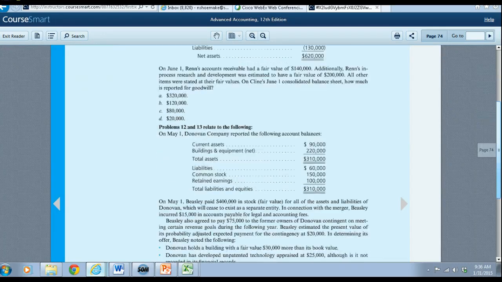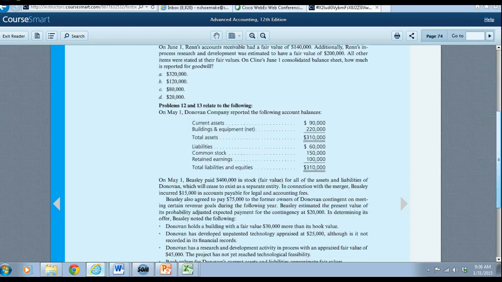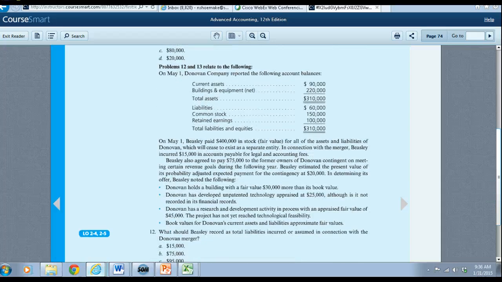Let's look at this next problem. On May 1st, Beasley paid $400,000 in stock for all the assets and liabilities of Donovan, which will cease to exist as a separate entity. In connection with the merger, Beasley incurred $15,000 in accounts payable for legal and accounting fees.